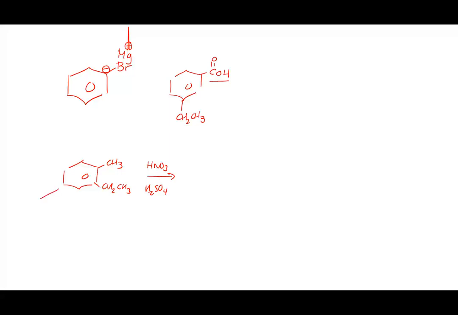So the methyl group is going to direct here, here. The ethyl group is going to direct here and here. So I'm actually going to get a nitro group at each one of those positions. So there's going to be four products with a nitro group at each one of those positions. So when the groups are equal and they point in opposite directions, it's like a 50-50 mixture of each product.